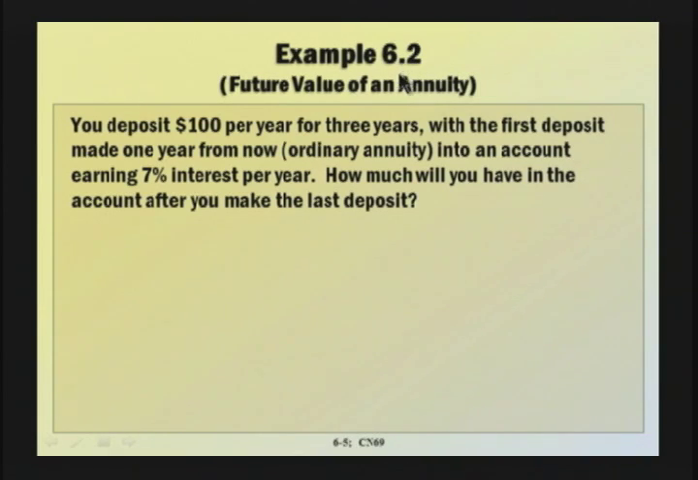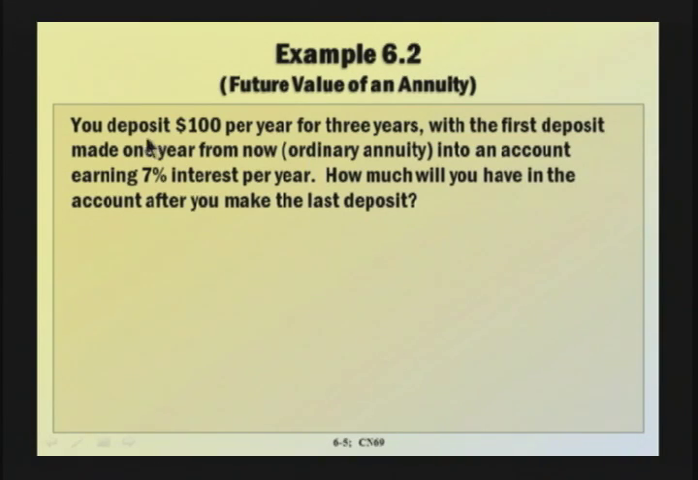So example 6.2 is the future value of an annuity. You deposit $100 per year for 3 years. That is an annuity. A level amount of cash flow, same time period apart, for a fixed or finite period of time. That is an annuity. With the first deposit made 1 year from now, that is at the end of the year, that's what makes it ordinary. The fact that the payments come at the end of each year makes it ordinary.